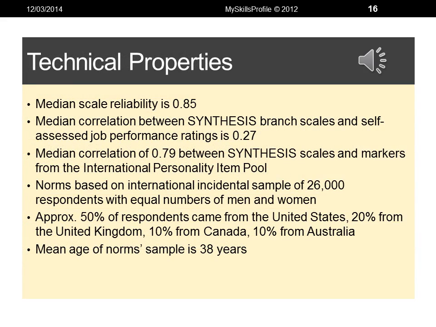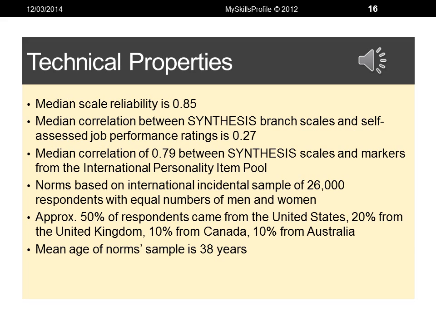Synthesis was designed to meet the standards of a modern psychometric test. The questionnaire has a median scale internal consistency reliability of 0.85, in the range defined as good by the EFPA review model. The median correlation between the scales and self-assessed job performance was 0.27. This is defined as adequate in the EFPA review model. The median correlation between the primary scales and marker variables from the International Personality Item Pool was 0.79. This is defined as excellent in the EFPA review model.